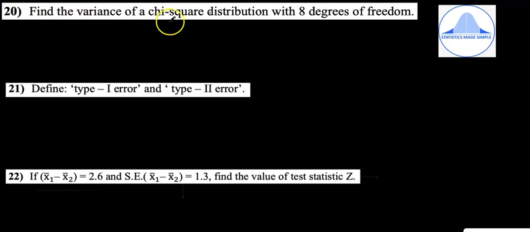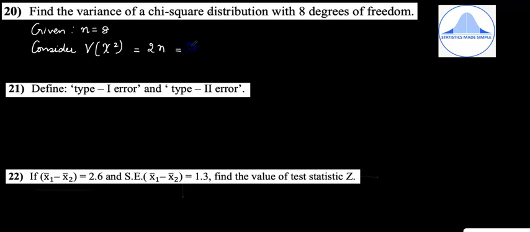20th question. Find the variance of a chi-square distribution with 8 degrees of freedom. So it's given that the degrees of freedom is 8. So it means that the parameter of the chi-square distribution is n, which is equal to 8. Then you write the formula for the variance of a chi-square distribution, that is V of chi-square is equal to 2n, which is 2 into 8, and so the answer is 16.